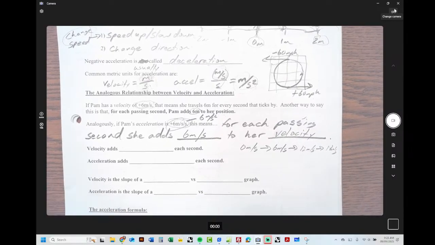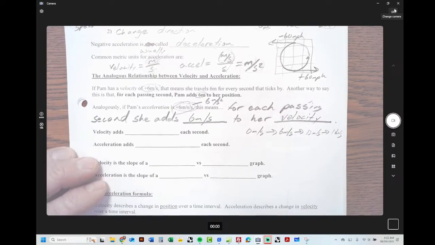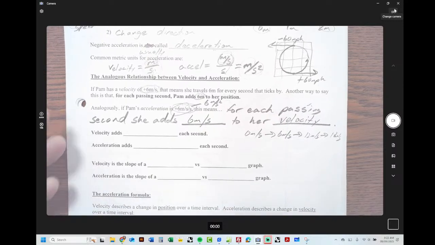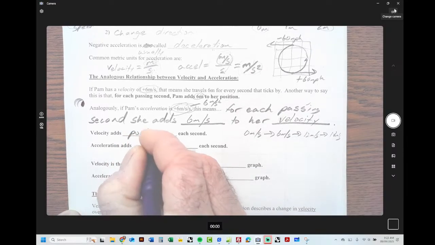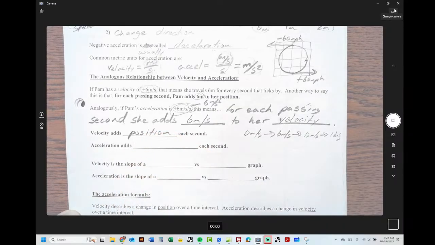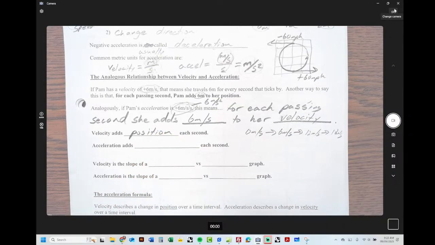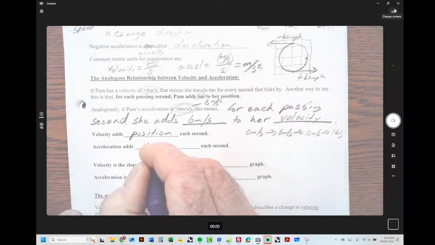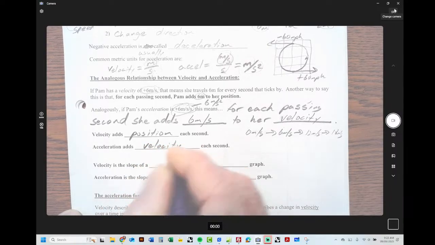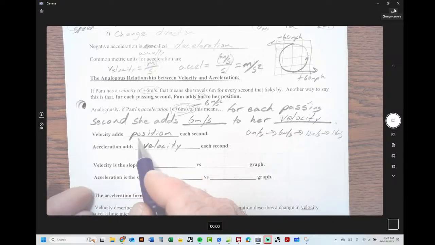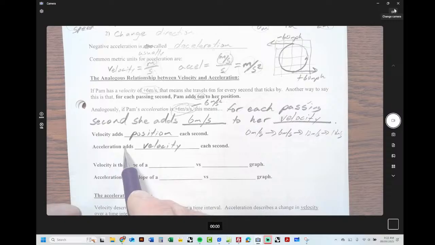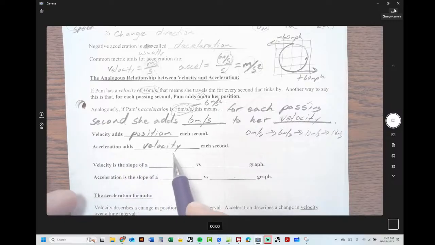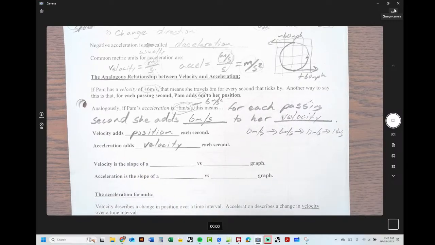It's a little bit of a mind-twisting concept, but it's very much like what's happening with velocity. Okay, so velocity adds position each second. Acceleration adds what? Velocity. Velocity doesn't have to be adding, it could be subtracting. You can have a negative velocity. And acceleration doesn't have to be adding velocity, it could be subtracting, it could be negative too.